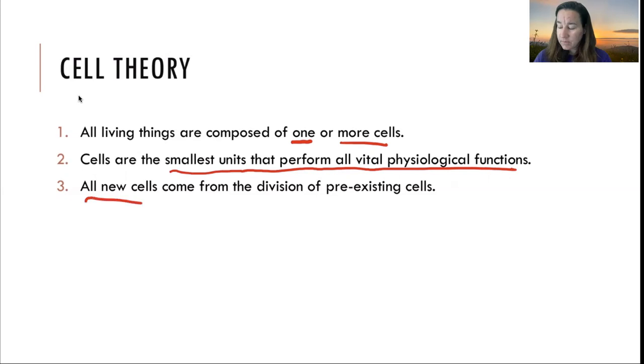And all new cells are going to come from the division of pre-existing cells. Mitosis, the steps of mitosis, we need to know them, love them. Those are always test questions, and you can't get one cell just magicking out of thin air, right? We talked about cellular reproduction, mitosis, binary fission. That's where we're going to get new cells.